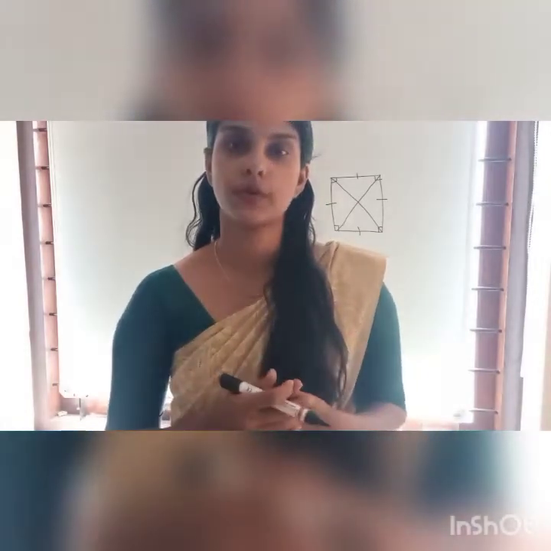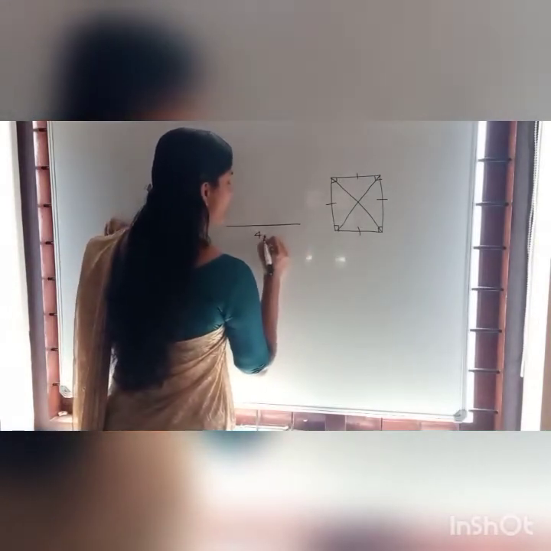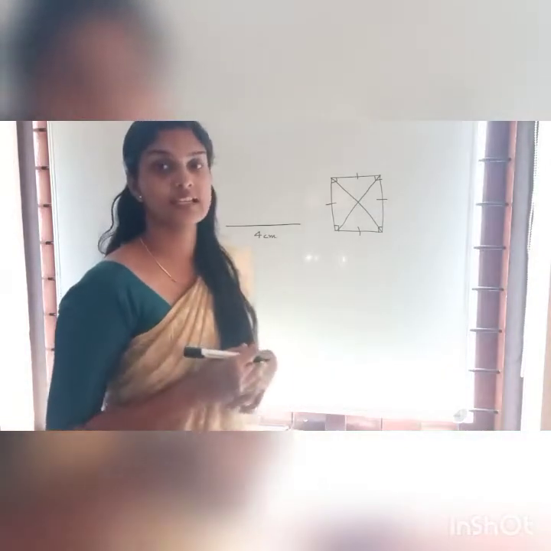Okay, just to refresh your memory, now just try to draw a square of side 4 centimeters using a set square. Just give it a try. Now how do you draw it? Some of you may not be remembering it. Let us see how you did it in the 5th class. First, what do you do? First we need to draw a line of length 4 centimeters.